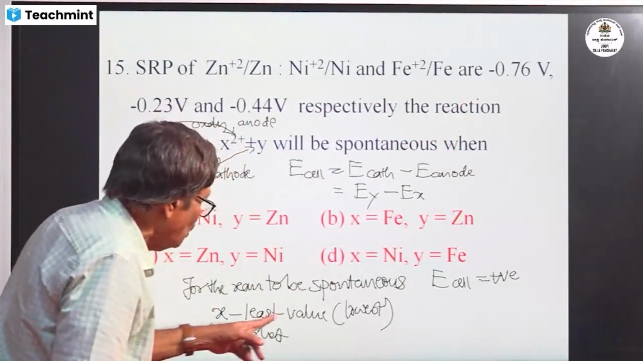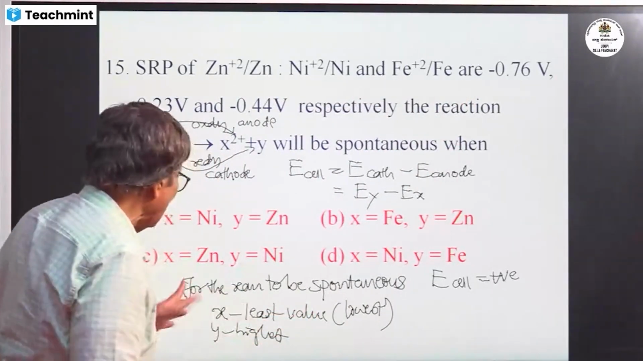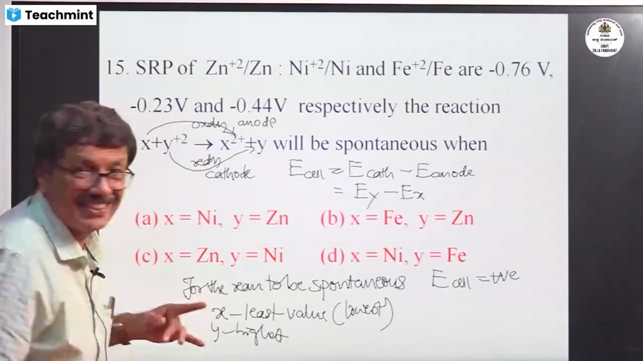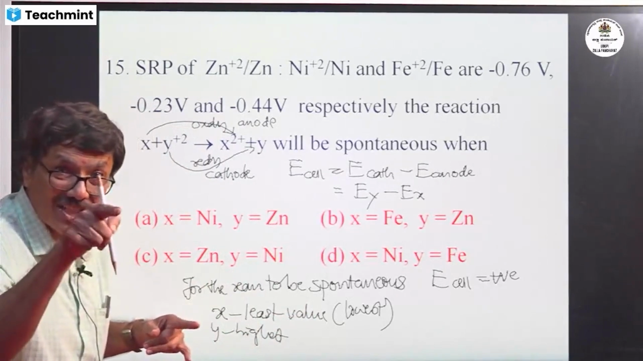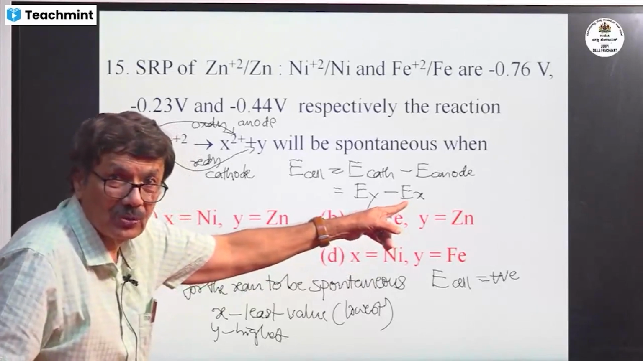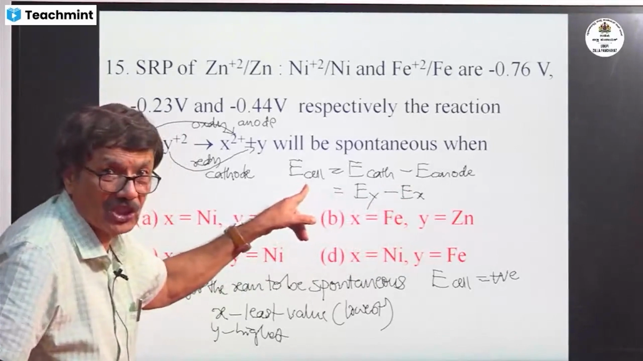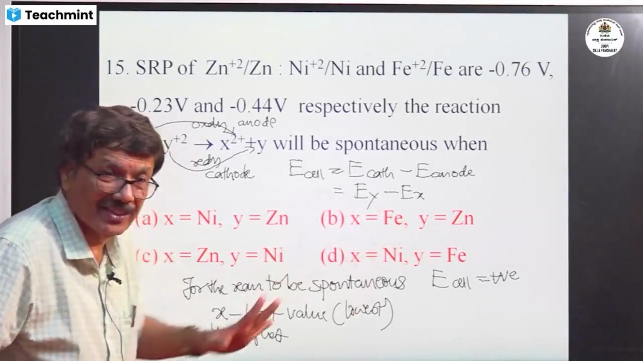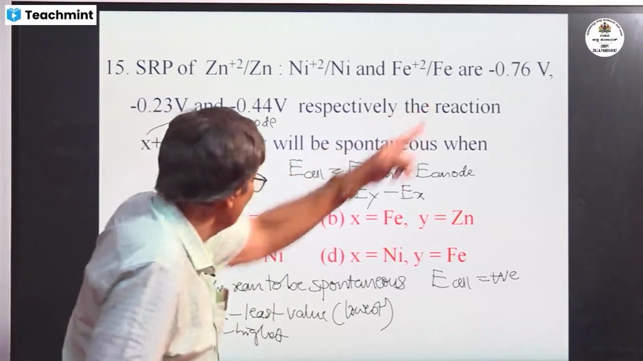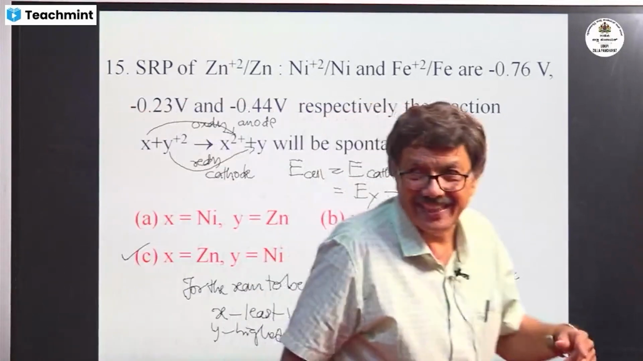So X1 should be the lowest one. That means X1 should be zinc. X1 is zinc, the lowest value. What you have to subtract should be the least value. When the one which you are going to subtract is the least value, then only this will be positive. Then only the cell reaction will be spontaneous. So X should be zinc. Option C is correct.